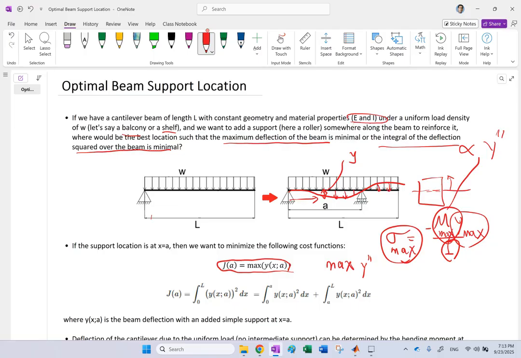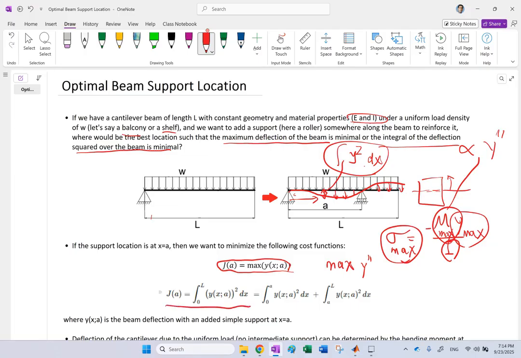And since some of these y's are positive, some of them are negative, you're going to square all of them and integrate it over the entire beam, and you try to minimize that. So as I move this roller to the left and right and I get different shapes of beams, I want to see which one of them has a minimum total deflection all over the beam as opposed to only at a single point.